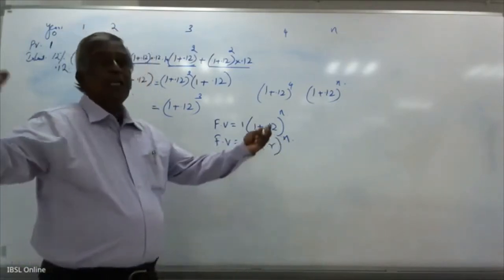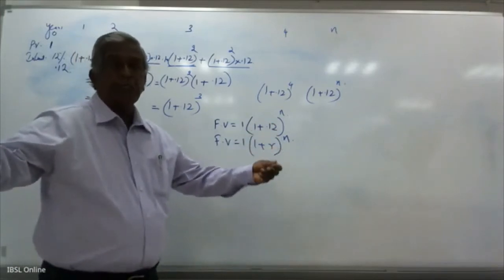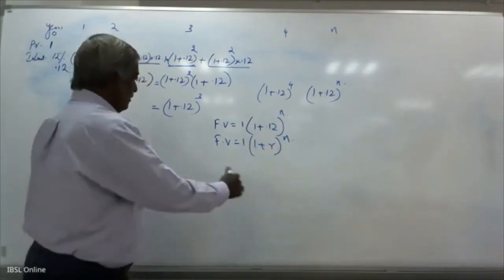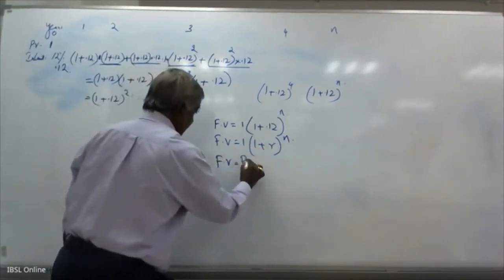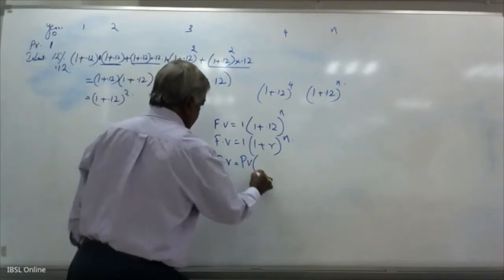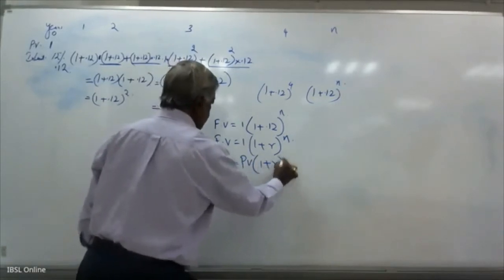If you use any amount of money, maybe 1,000, 5,000, 1 lakh, 5 lakh, we can say future value is equal to PV, present value, into 1 plus R to the power n.